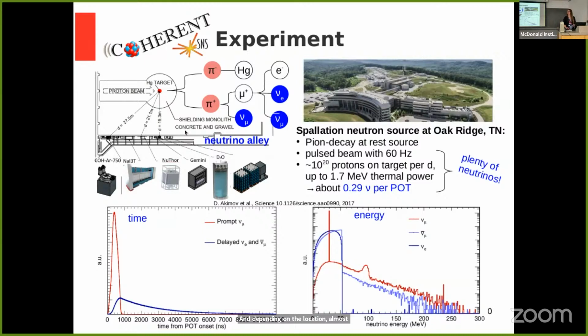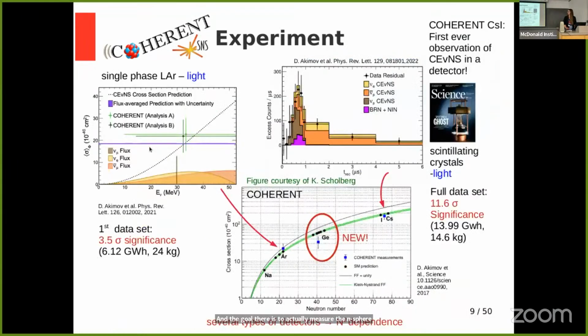COHERENT has a multitude of CEvNS detectors. And the goal there is to actually measure the N-squared dependence of the cross-section. Up to now, there have already been several successful detections. The first one is cesium iodide. What you can see here in the figure is the dependence of the cross-section on the neutron number. And for the cesium iodide, for the full data set, in the end, the null hypothesis, no CEvNS, was rejected by 11.6 sigma. Then there was the second detection, argon.